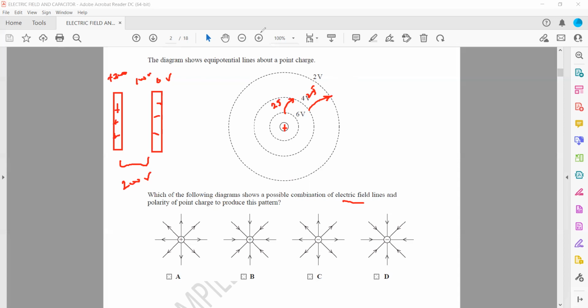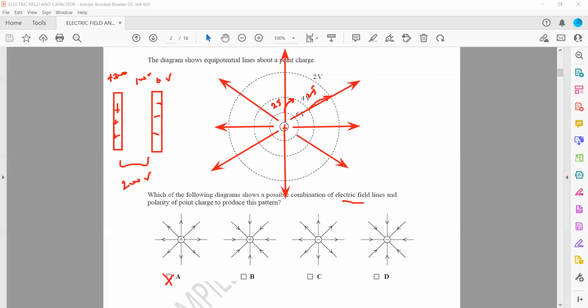Then what about the electric field lines? If this is a positive charge, then for a positive charge, electric field lines must point outward. So the radial electric field lines should point outward. That's why option A will be the right answer. Is this one clear? Question 1, MCQ.